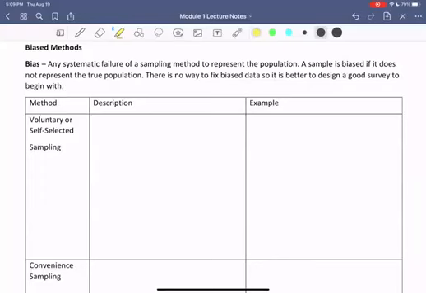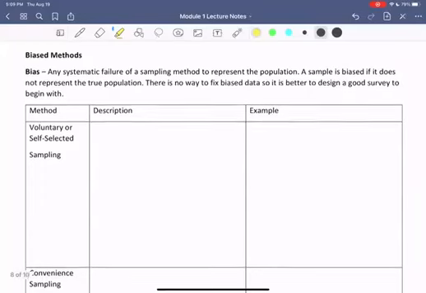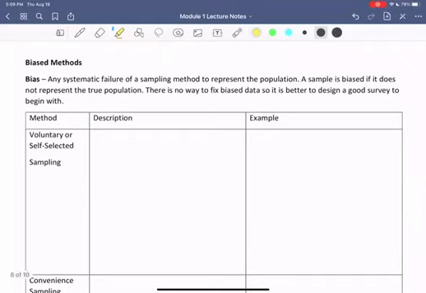So in the last video, we looked at some different sampling methods. In this video, we're going to look at some sampling methods that have biases. So what is a bias? A bias is any systematic failure of a sampling method to represent the population. A sample is biased if it does not represent the true population. So again, biased, meaning the sample does not represent the true population.